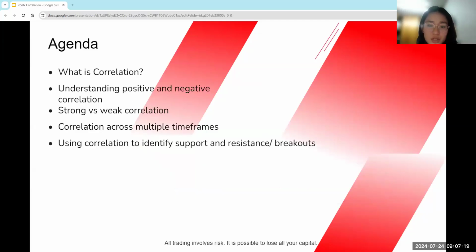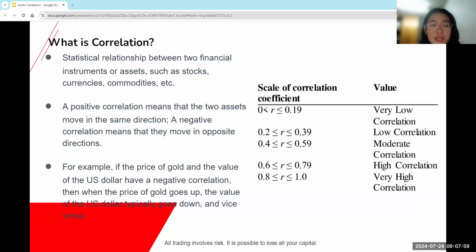Okay, so here's our agenda for today's session. We're going to start off by talking about what exactly correlation is, understanding positive and negative correlation, understanding strong versus weak, and then we'll look at correlation across multiple timeframes and using correlation to identify support and resistance and breakouts. And we'll look at a couple of charts as well, because I don't think we have that many slides to get through today. So feel free to just pop any requests into the chat, and I'll be happy to go through them after my slides.